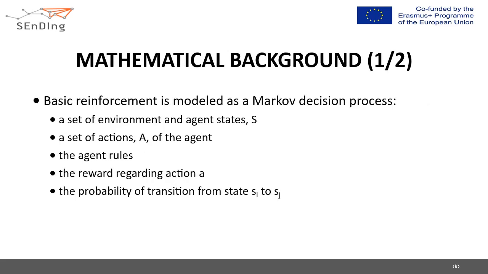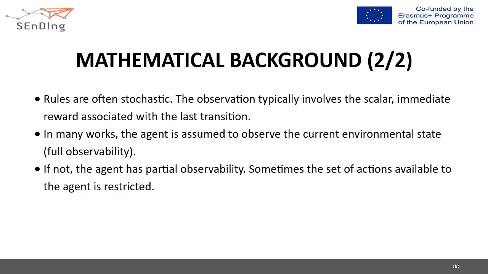Basic reinforcement learning is modeled as a Markov decision process: a set of environment and agent states, a set of actions of the agent, the agent rules, the reward regarding action, and the probability of transition from state to state. Rules are often stochastic. The observation typically involves the scalar, immediate reward associated with the last transition.